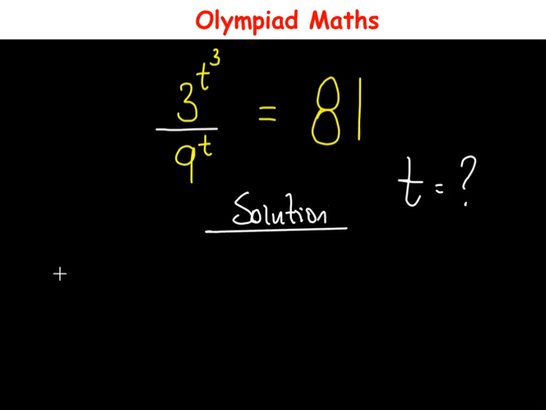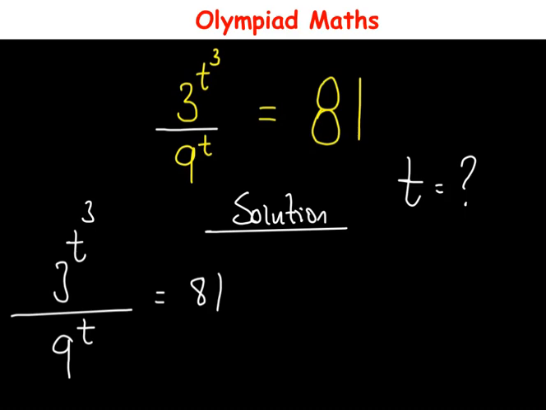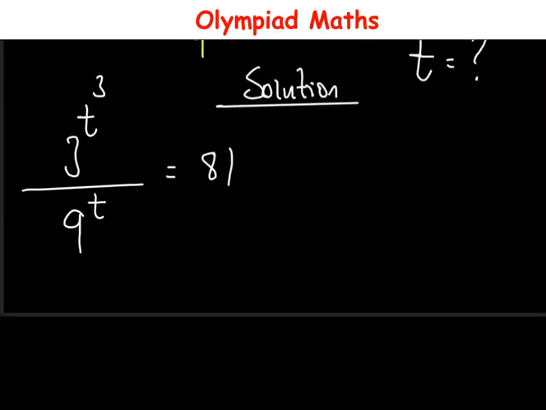Solution. So we have (3^t)^3 divided by 9^t is equal to 81. So from here, since we have this in an exponent form, we are going to express these values of 9 and 81 to have a base of 3. Now, how do we go about it?